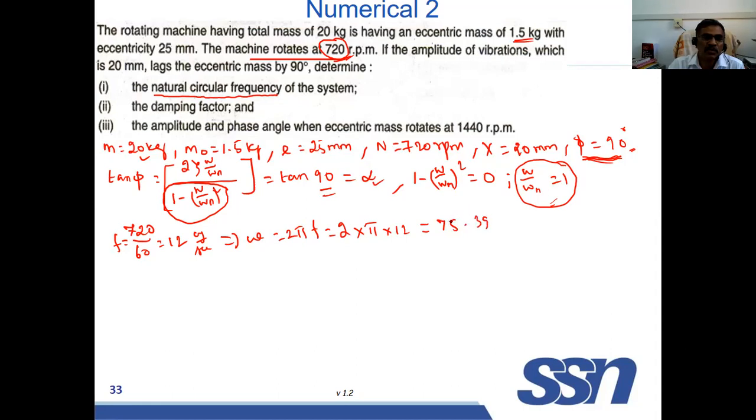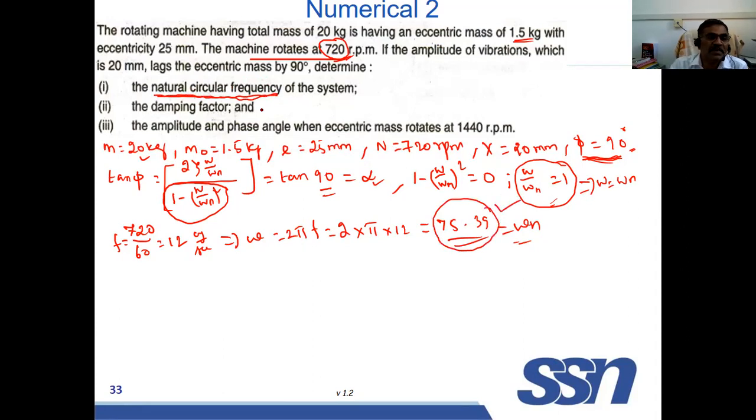75.39. So already we know omega is equal to omega n. So this is the value of omega, that is equal to omega n. So now we calculated omega n. What you have to find? You have to find the natural circular frequency. So the first is over. That is omega n is equal to 75.39.